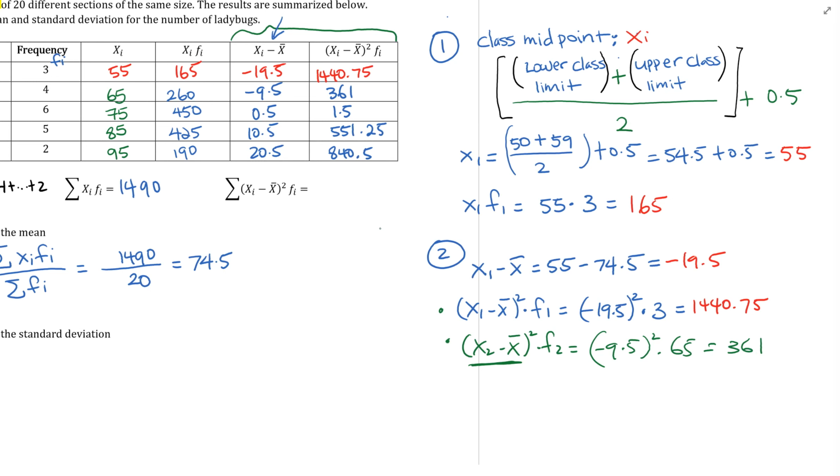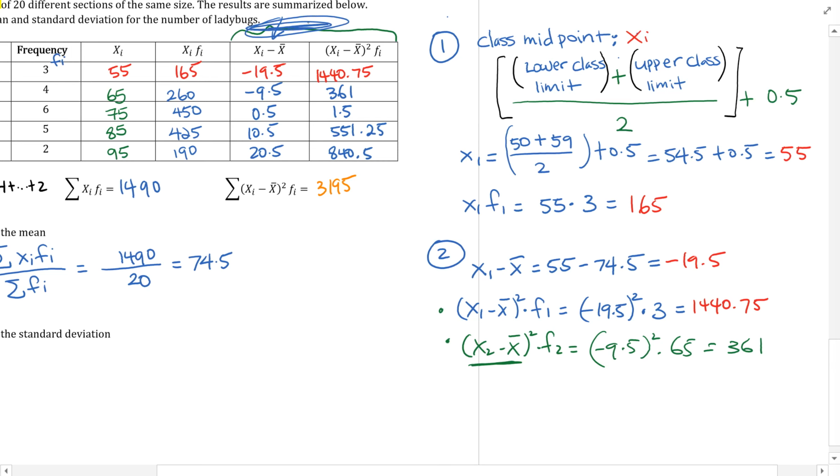Next we're going to calculate the sum of the last column, xi minus x bar squared times fi. So basically you're going to add 1440.75 plus 361 plus 1.5 plus 551.25 plus 840.5. And when you add it up, you will get 3,195. So that's the sum of the column, what we write right here. Again, pause the video and try it out yourself. These last two columns are the setup to calculate the standard deviation.